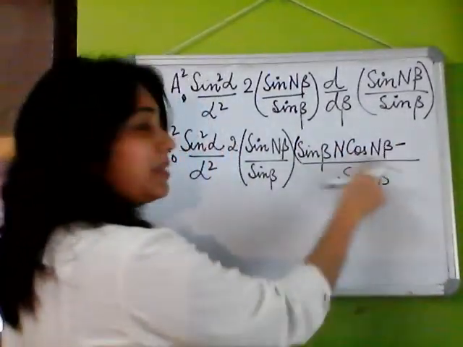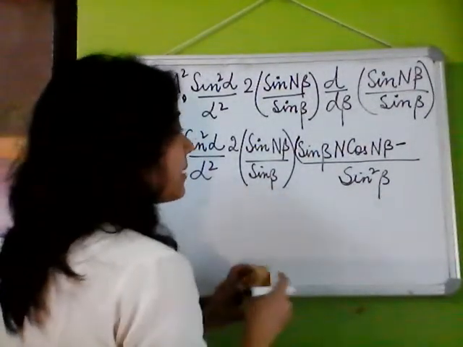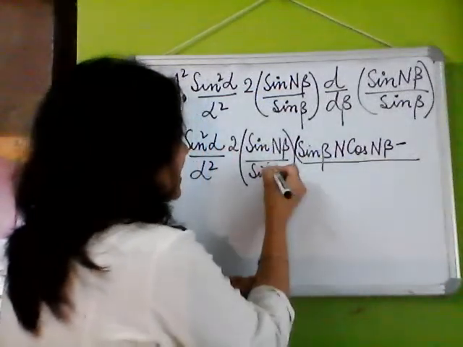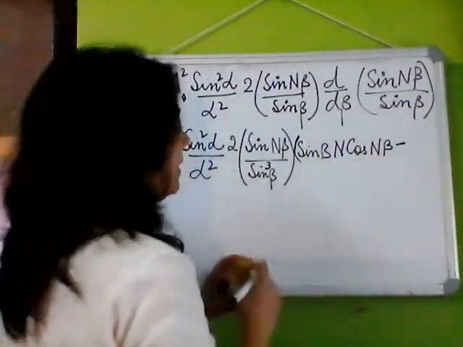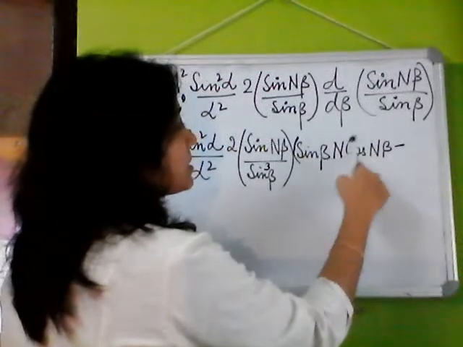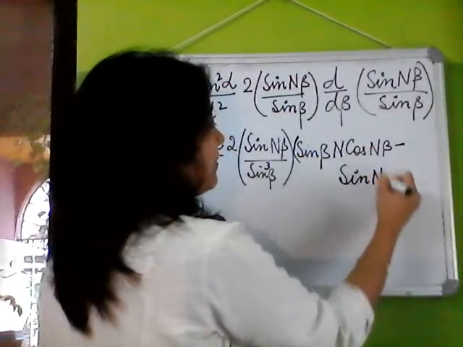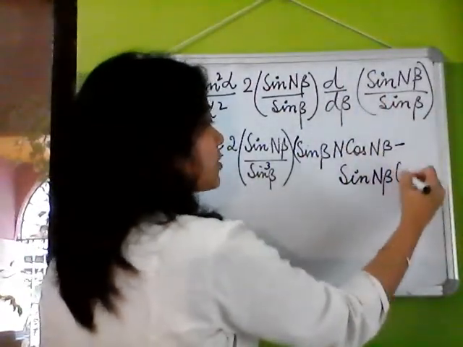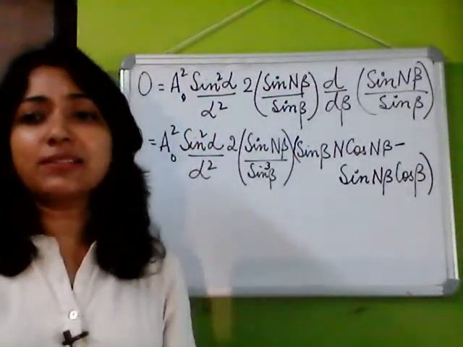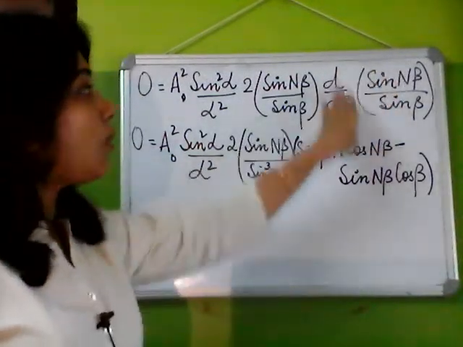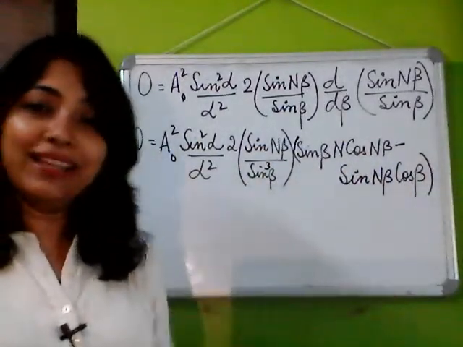See, I have a sine square beta here. Students, I hope all of you have understood that I have a sine beta here and I have a sine square beta here. Because of the lack of space, I am just taking this sine square over here. Okay, so as a result, what am I having? I am having sine beta n cos n beta minus, now who will remain silent? N sine n beta will remain silent. d/d beta of sine beta is cos beta. I hope all of you have followed the step. All I have done is I have just differentiated the quantity sine n beta by sine beta. And we have received this type of a huge looking quantity.